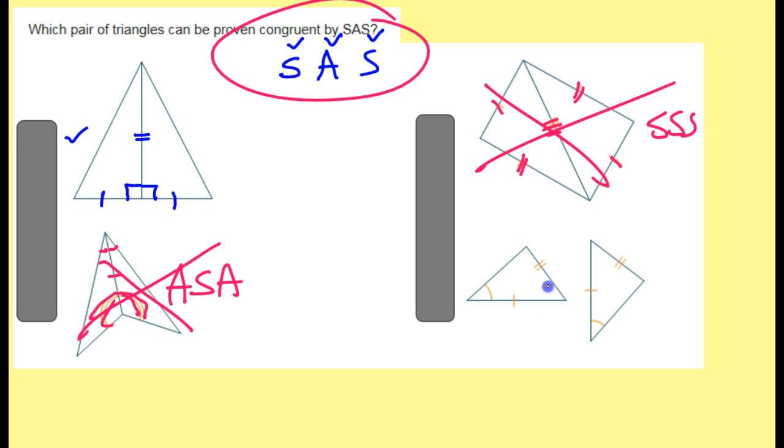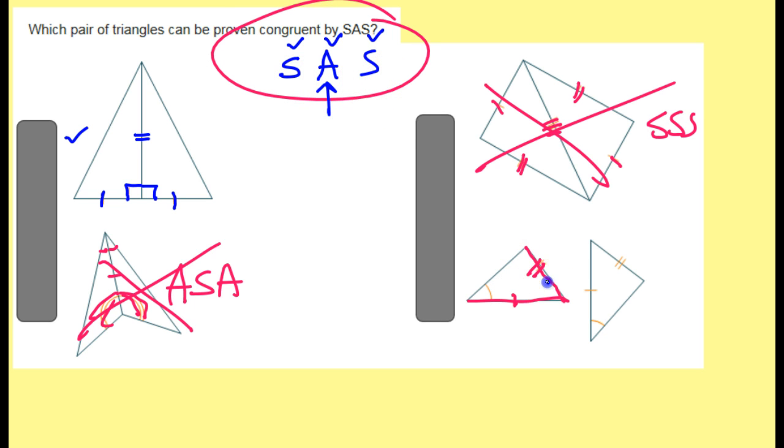Now this one down here at the bottom is close because I see a side and I see an angle and I see another side. So there's a chance that this could have been side, angle, side. The only problem is the order. Look at the side. So I have this side marked and I have this side marked. Okay, these are the sides. Now look where the angle is. If we want to do side, angle, side, the angle has to be in the middle between the two sides.